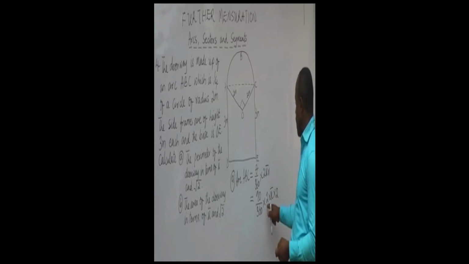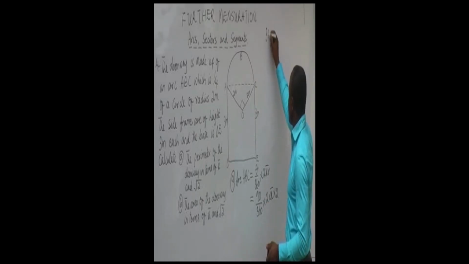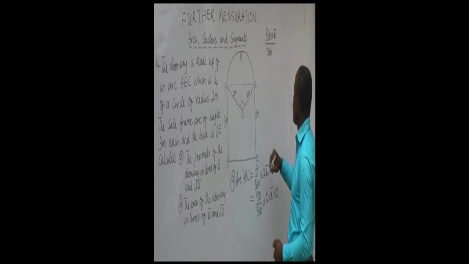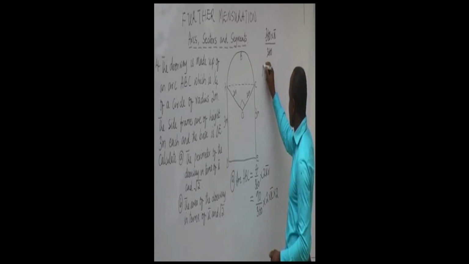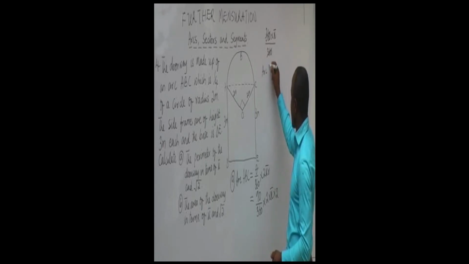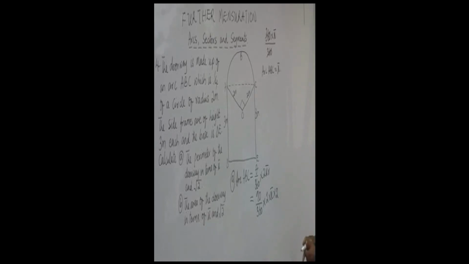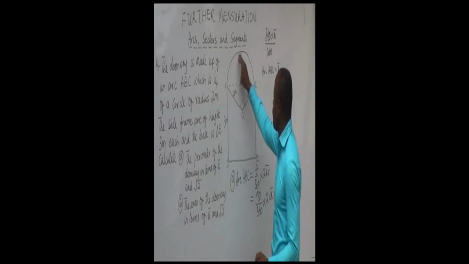We have 4. 2 times 2 is 4. 4 times 90 is 360. So we're going to have 360 times pi divided by 360. You can cancel this and cancel this. You find out that the arc length, arc ABC, has the length of pi. That's what it means. Now you have discovered the length of the arc.